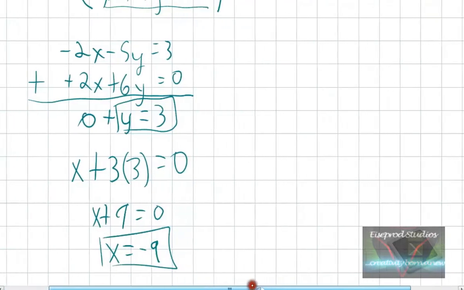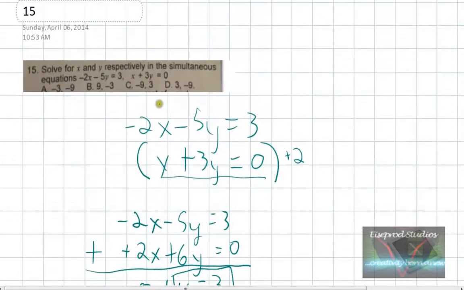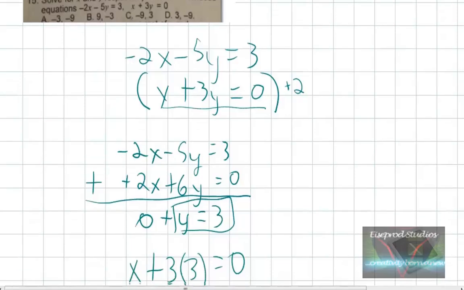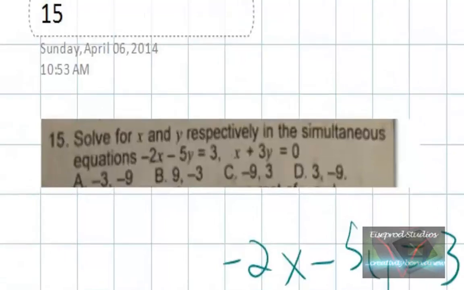Awesome. So now what? Because if you'll notice, the answer gives it in an ordered pair form. So remember that ordered pairs come in the order x, comma, y. So it's going to be negative 9, comma, 3. That's your answer.